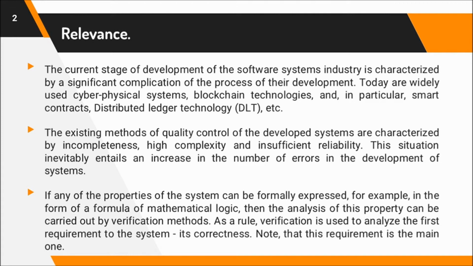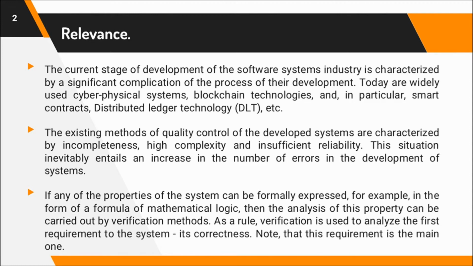As a rule, an analysis of the compliance of the system with the requirements imposed on it is carried out either by means of visual analysis or by a testing method. However, if any of the properties of the system can be formally expressed, for example in the form of a formula of mathematical logic, then the analysis of this property can be carried out by verification methods. As a rule, verification is used to analyze the first requirement to the system, its correctness. Note that this requirement is the main one.